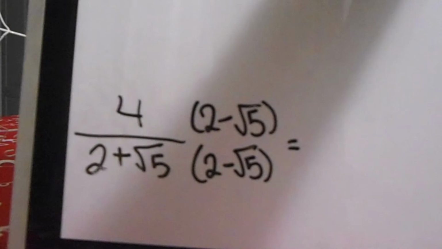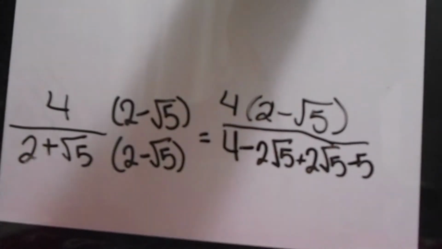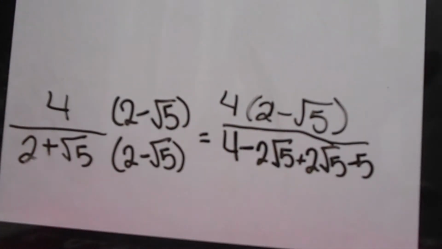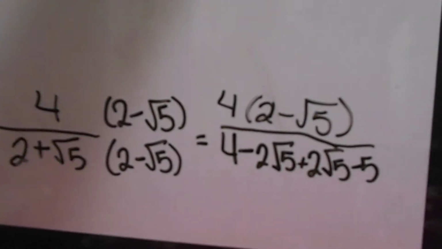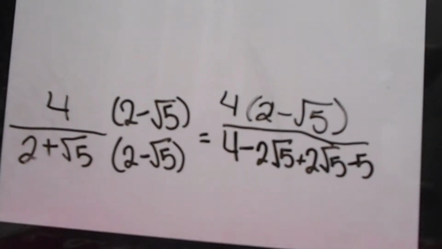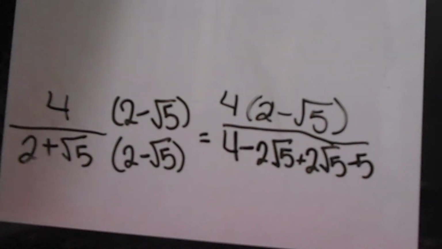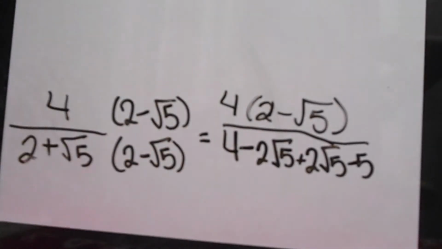Here, we have 4 divided by 2 plus the square root of 5. First, we find the conjugate, which is 2 minus the square root of 5. We multiply the numerator and the denominator by the conjugate. We end up getting 4 times 2 minus the square root of 5 over 4 minus 2 times radical 5 plus 2 times radical 5 minus 5, because we use FOIL to distribute to all parts of the conjugate.